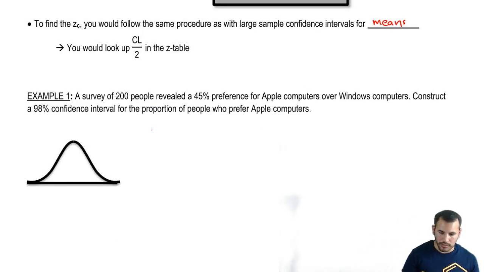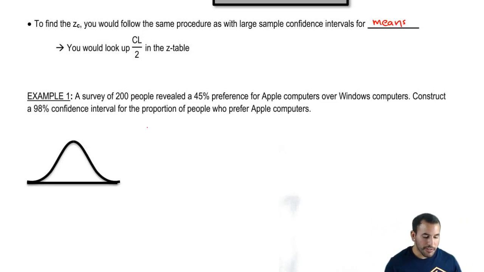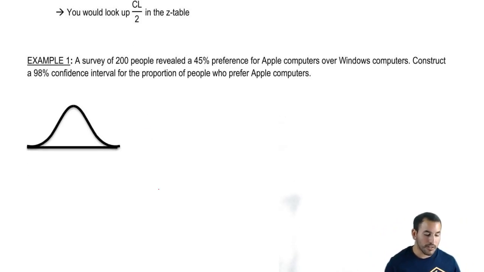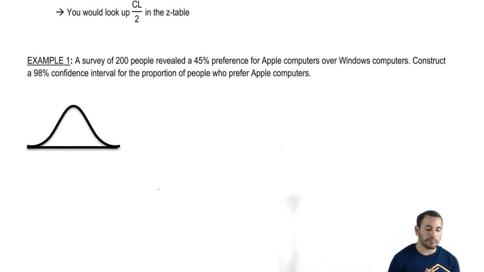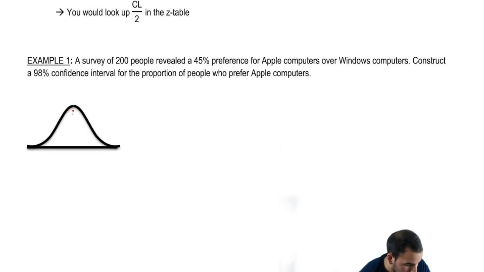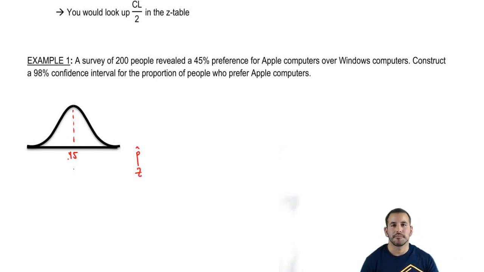So let's get started. A survey of 200 people revealed a 45% preference for Apple computers over Windows computers. Construct a 98% confidence interval for the proportion of people who prefer Apple computers. So here we go. We have in the middle our estimate, right? Our estimate for our population parameter. So here's going to be the 0.45. These are all a bunch of P hats and Z's. So what should 0.45 get? It's going to have a 0, right?